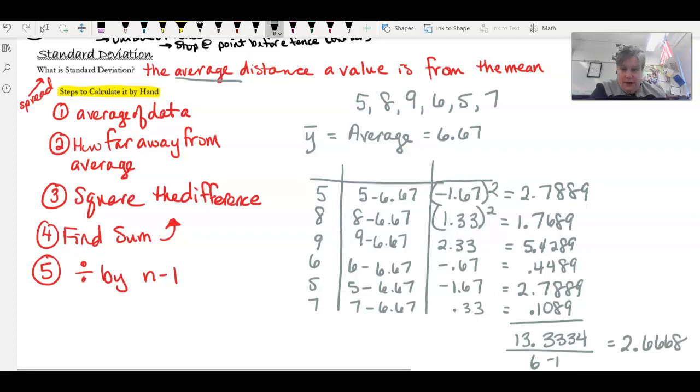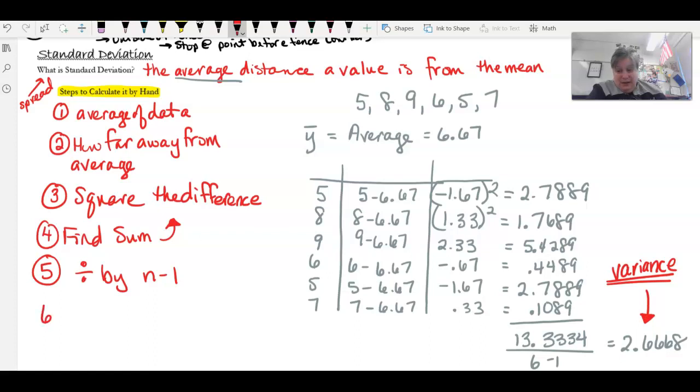This number we found right here is called the variance. That's a vocabulary word, and you're going to see it sometimes. Really it's just almost the final step in the standard deviation. But this number is called the variance.